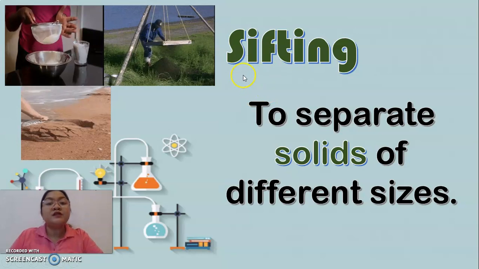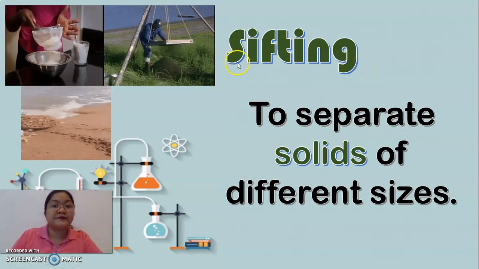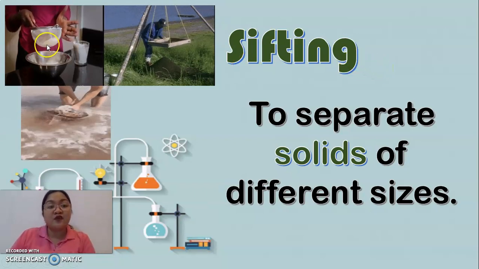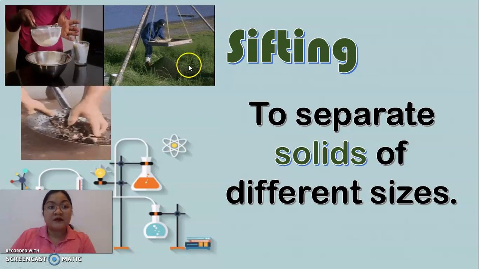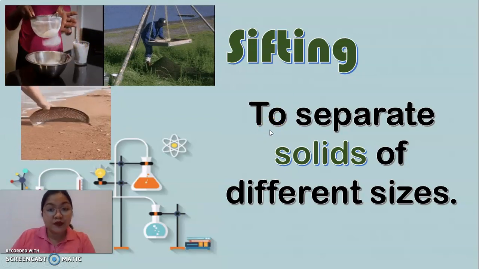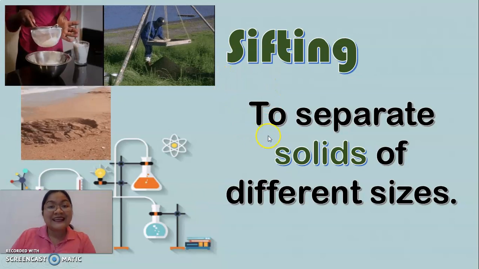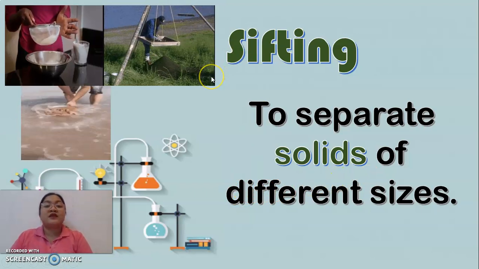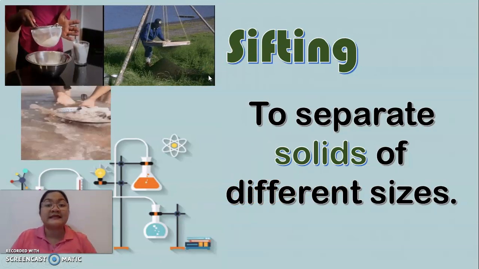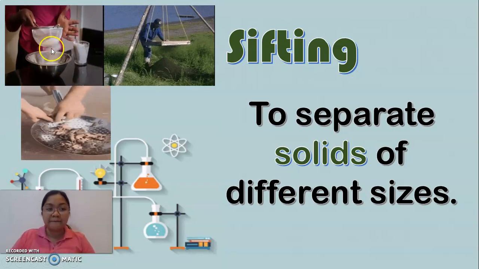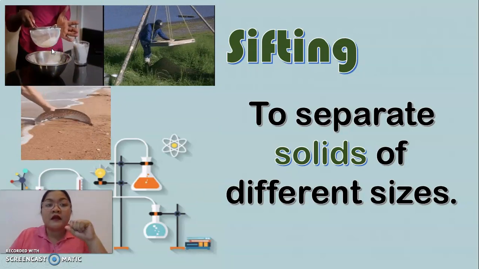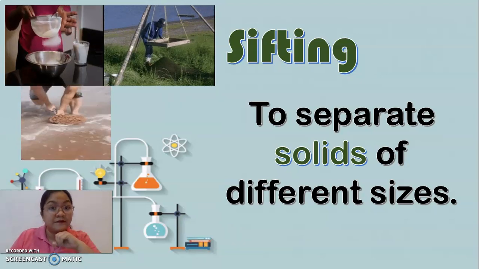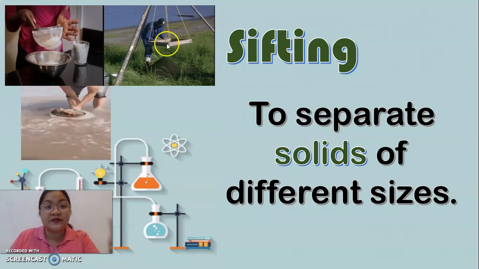All right. Number two, we have sifting. Usually for sifting, we use a colander. Number two, sifting, to separate solids of different sizes. So, we use sifting only if the difference is size. For example, flour and sugar. Can we separate them? Yes, we can use a colander.